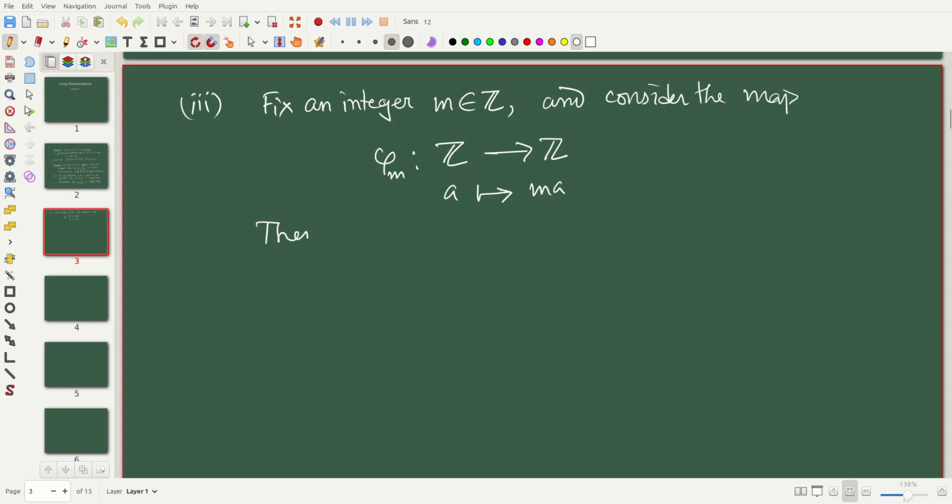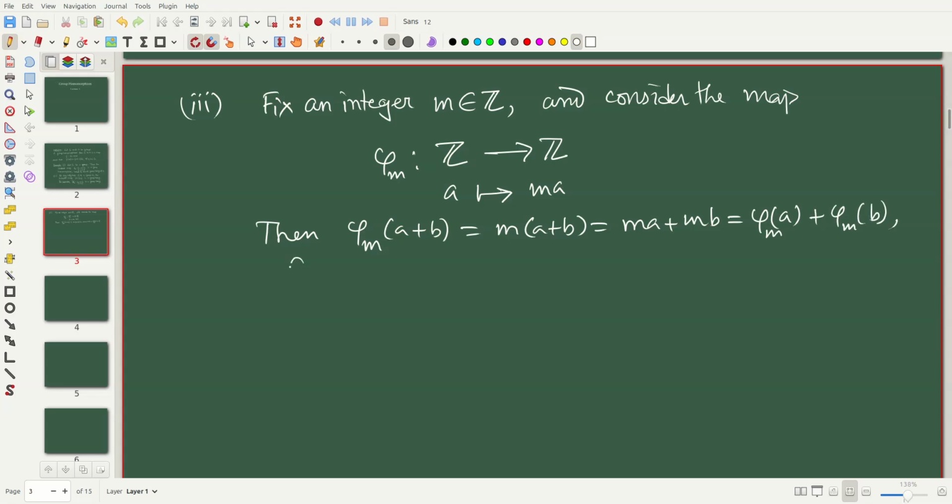Then phi m of a plus b equals m times (a plus b), which equals ma plus mb, which equals phi m of a plus phi m of b, for a, b in Z. So phi m is a group homomorphism.